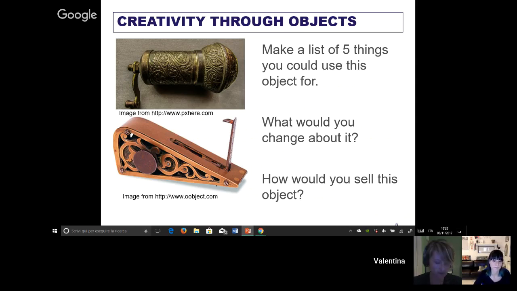You might think I'm neglecting the language, but I'm not, because all kinds of language items can come out of these kinds of tasks. Make a list of what it can be used for. It could be used as... It might be... Of course, you're going through some modals. What would you change? A lot of vocabulary there, talking about size, talking about material. And of course, the selling is a much more communicative task, introducing this idea of persuasive language as well. So there's a lot of potential.